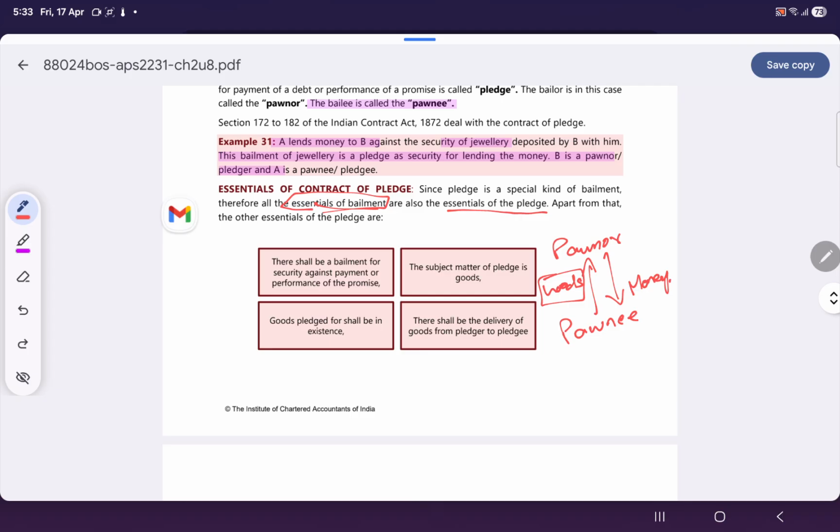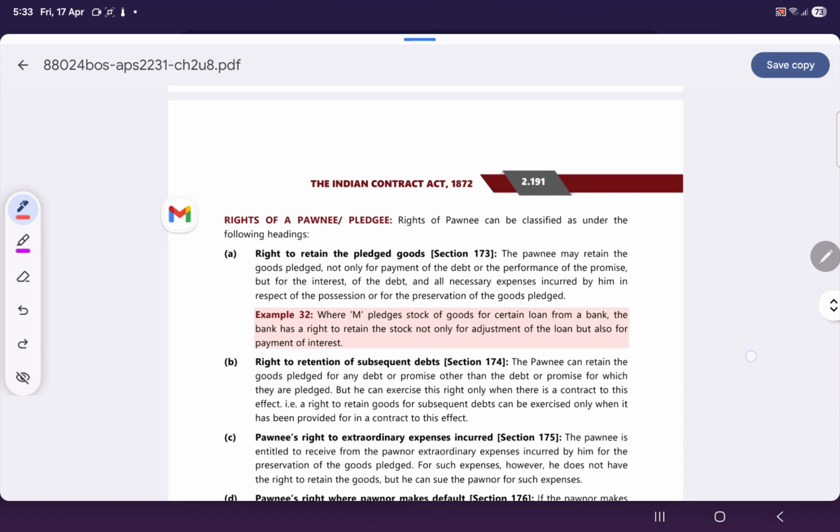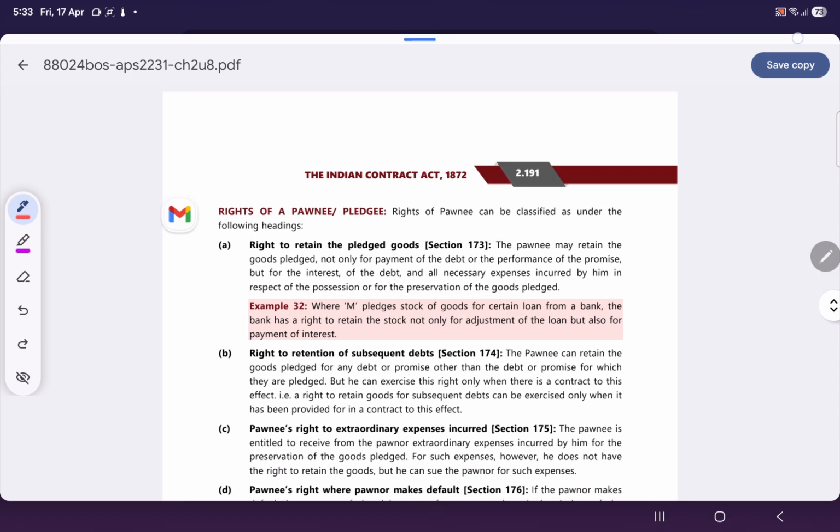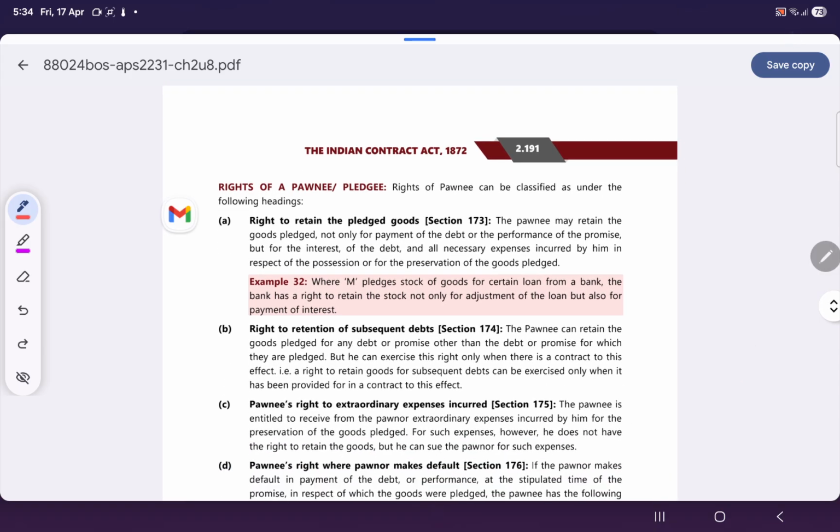There shall be bailment for security against the payment or performance of the promise. The subject matter of pledge is goods. Goods pledged shall be in existence. There shall be delivery of goods from the pledger to the pledgee. Rights of a pawnee or pledgee.